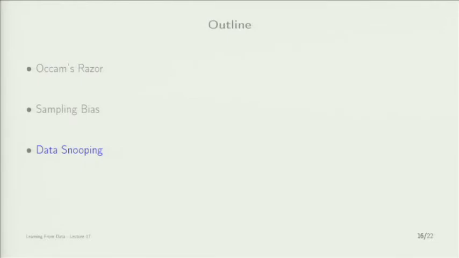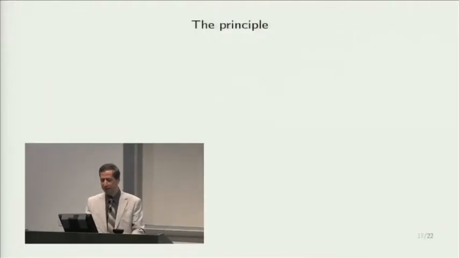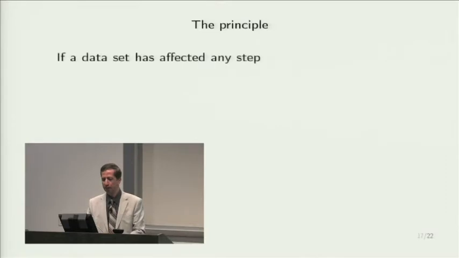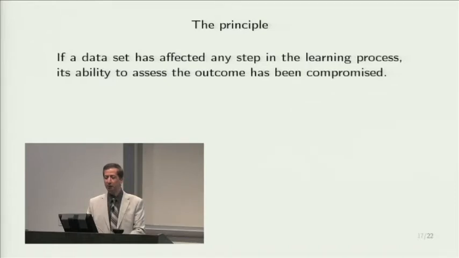Final topic, data snooping, the sweetest of all. Well, it's the sweetest because it is so tricky, and manifests itself in so many ways. And let me first state the principle. The principle says, if a data set has affected any step of the learning process, then the ability of the same data set to assess the outcome has been compromised.